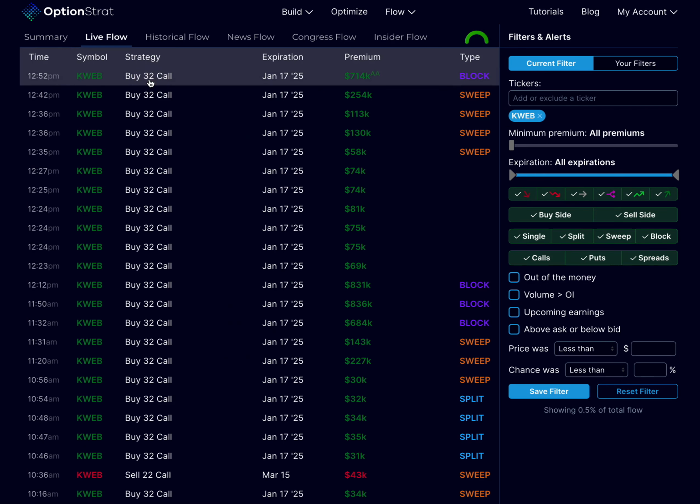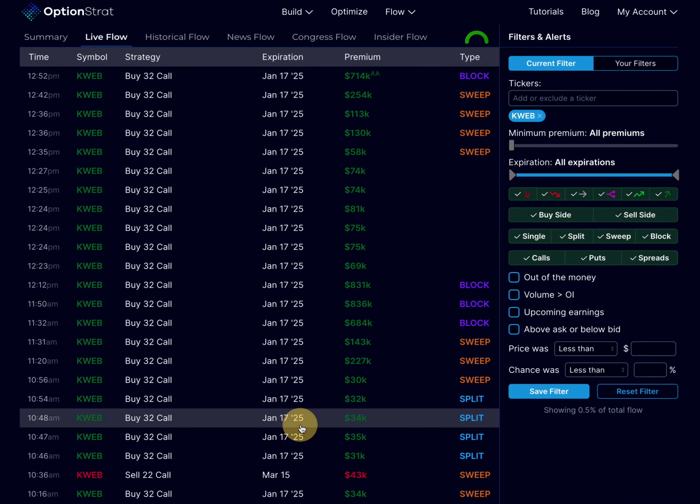If we click into this, we can see here, oh, this is interesting. You know what? I'm actually going to write this down. This is something that I want to explore. I don't know anything about this company, but what's interesting here is obviously we've got the time that these trades are going off, the symbol, the strategy. In this case, the strategy is largely just buy a 32 call. The expiration date, that's what's kind of intriguing to me. Look at this. The expiration date is a year from now. And almost all of these are a year from now.